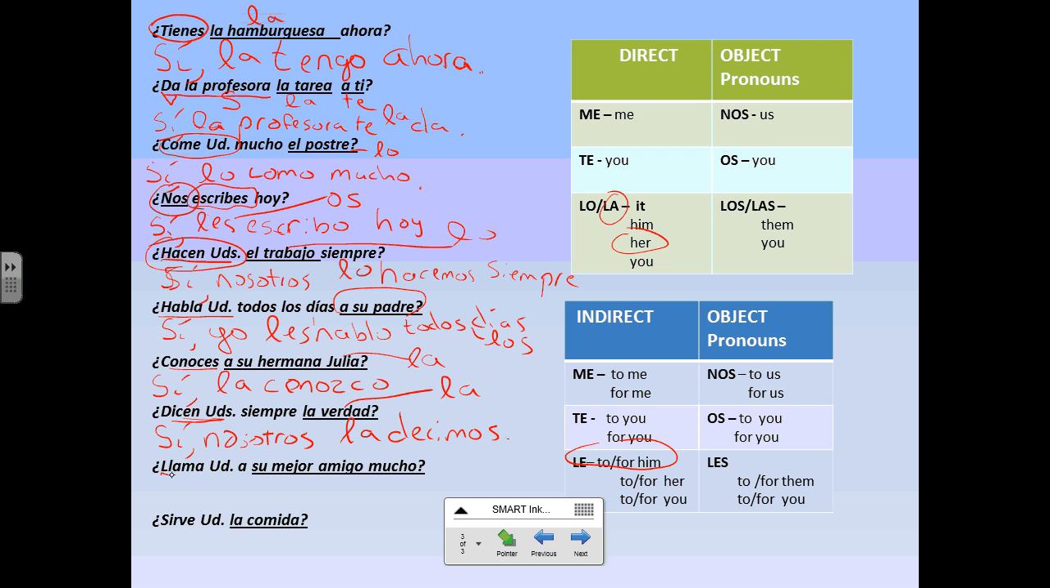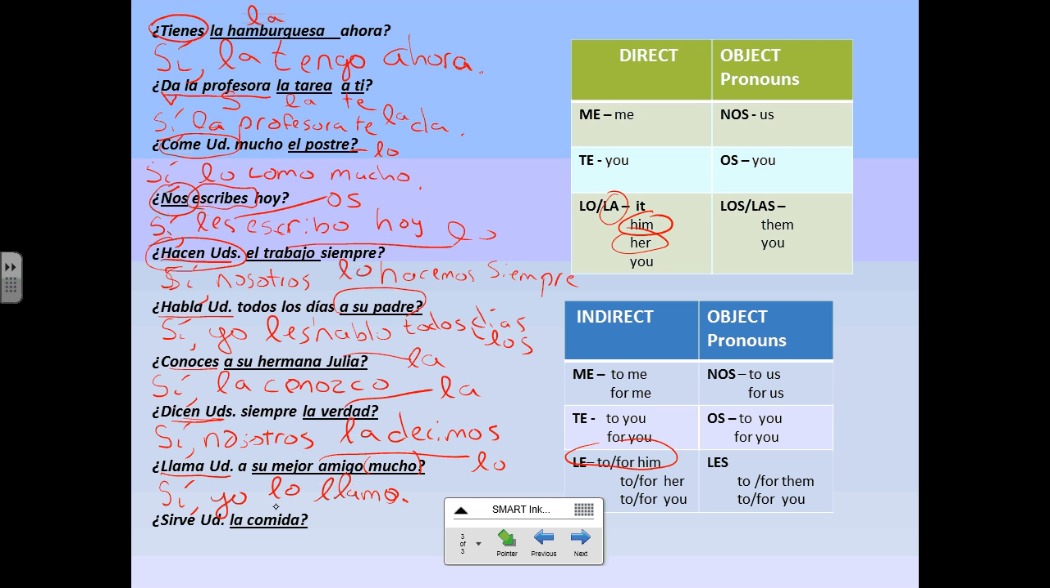Okay. ¿Llama usted a su mejor amigo mucho? Okay, we know we have to answer this in the yo form because it's asking in the usted form. Do you call your best friend a lot? Okay. Mucho actually does not need to be underlined in here. Yes, I call him. Is a guy. Yes, I call him. That would be lo. It's a direct. It's saying I call him, not I call to him.